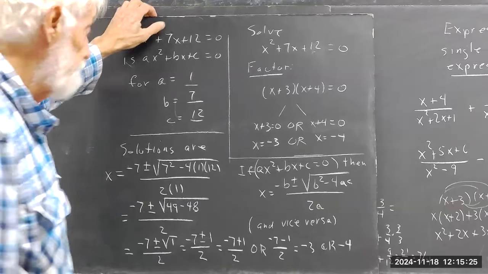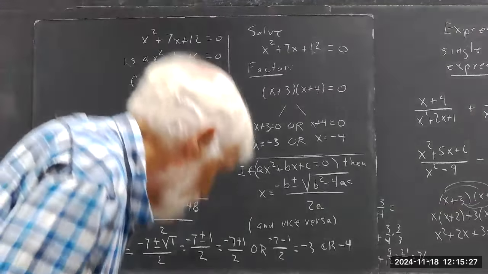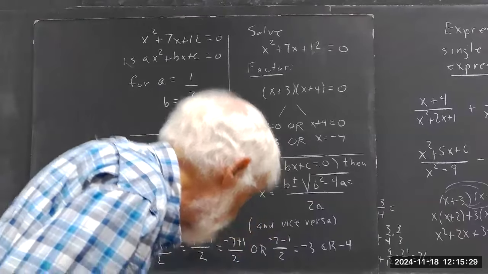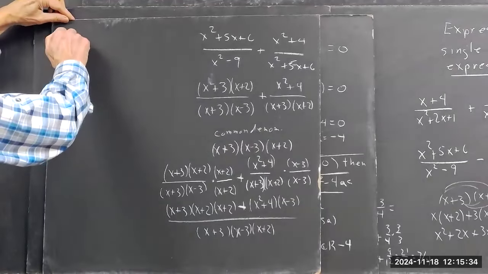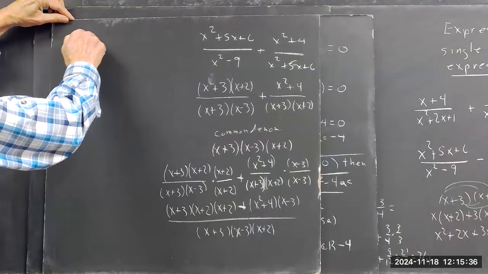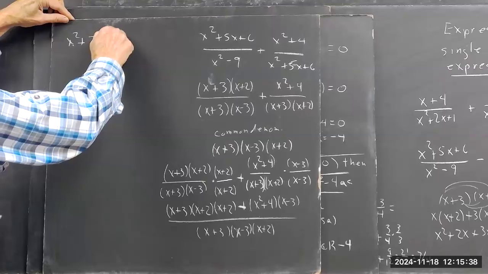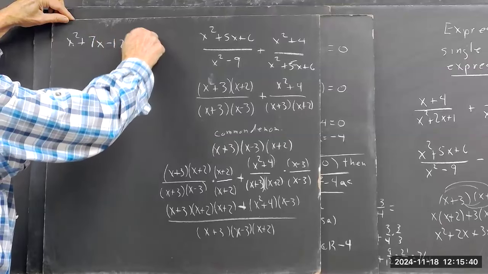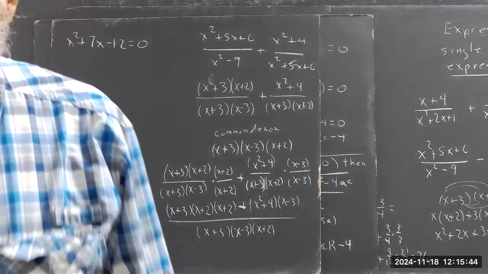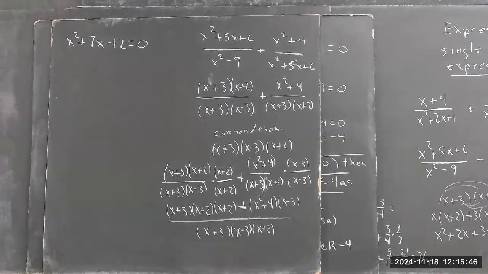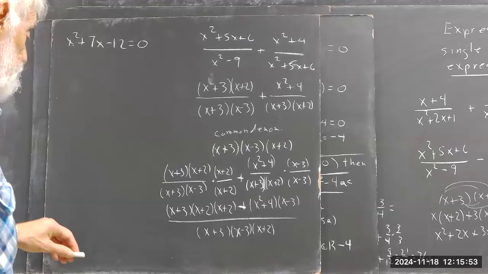Okay. Now let's try. I've got enough board space here to do this one. Let's try this one. Just like the one we just did, except I got a minus in front of that 12. So you're going to have to be careful about your signs.